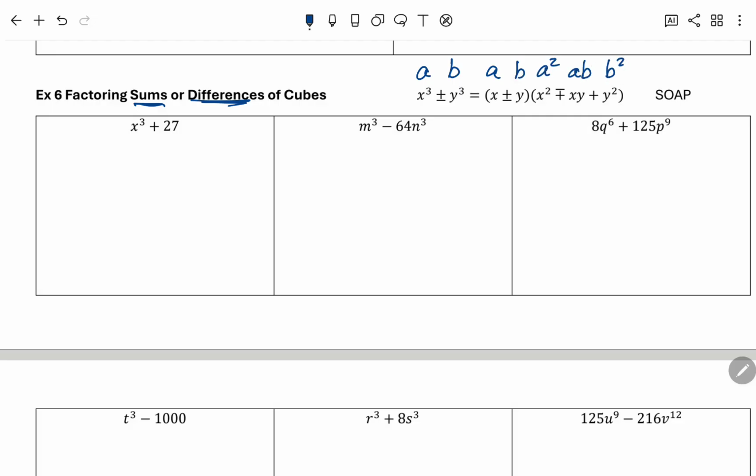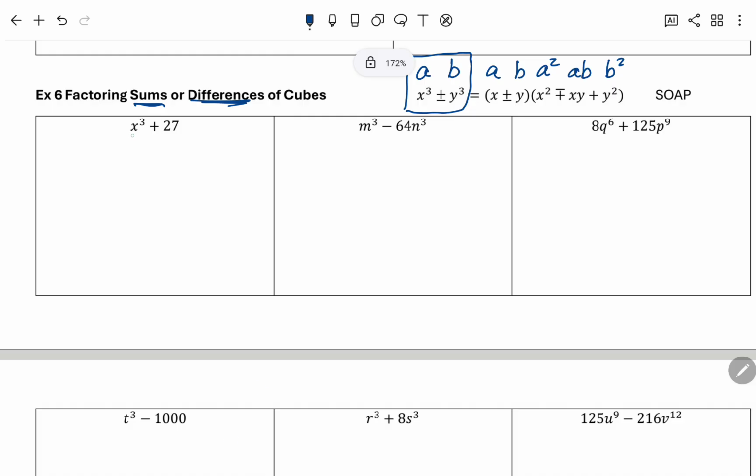This is how I feel like it goes better with A's and B's. So what I tell the kids is when you see that you have a sum or difference of perfect cubes, from that problem you're going to figure out what your A and your B are. And then you're going to say to yourself, A plus or minus B, A squared, A B, B squared. And that's going to be how you're writing out your answer. So let's take a look at this first one.